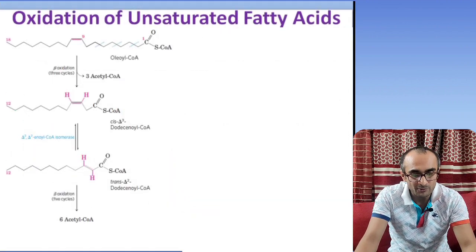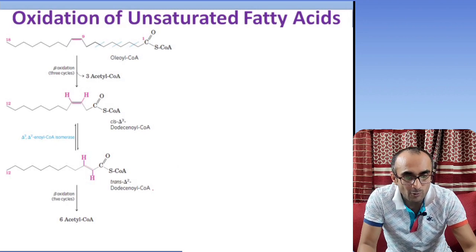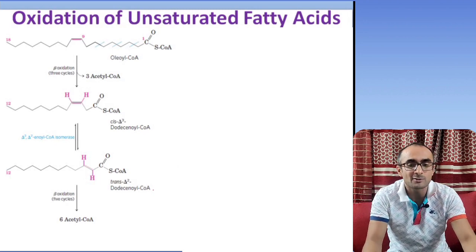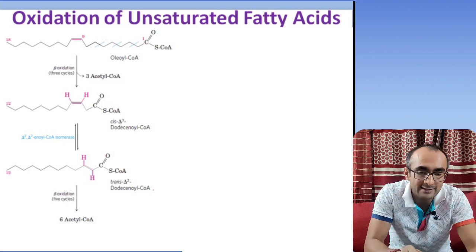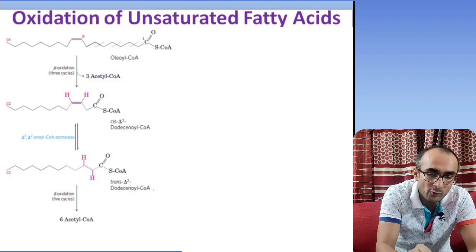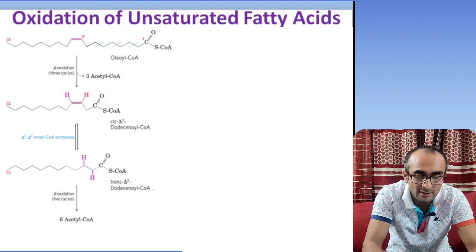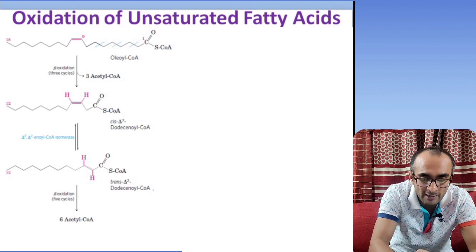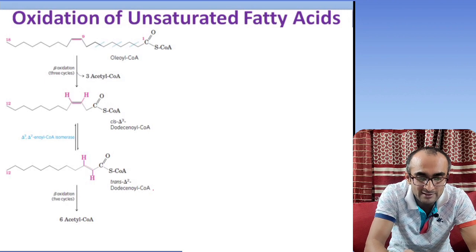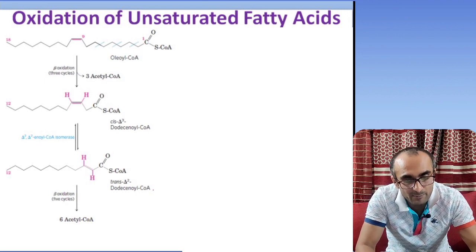So for example, if you look at oleoyl coenzyme A, so oleic acid, it has one double bond at the 9 position. So how does it get oxidized in beta oxidation? Because up to the 9 position they all are single bonds, it means these atoms up to carbon 9 will be oxidized using the same beta oxidation.